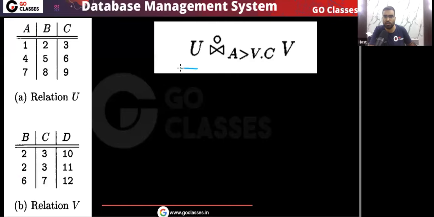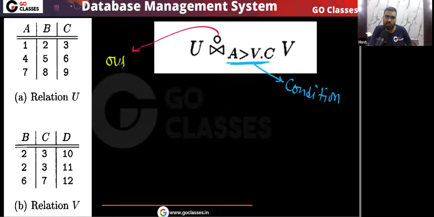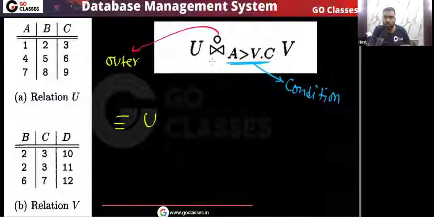Tell me the answer for this question. First of all, what is this symbol? You can see there is a condition here, and this means outer. So tell me what this means. Remember, this is the same as doing a full outer join. Yes or no? This is your full outer join.